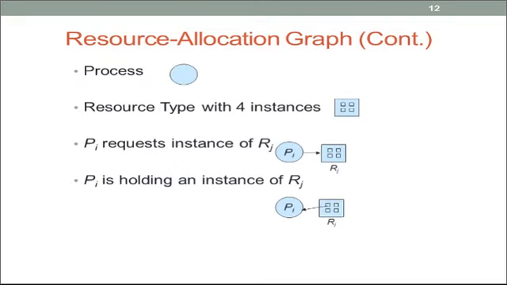Now there are various notations to see under this resource allocation graph. A process is shown by a circle, as we have in this slide, and a resource, suppose it has 4 instances, is shown as a square with 4 small dots. Then if a process Pi requests an instance of Rj, we have an edge from Pi to Rj, as shown in the third point, and if Pi is holding a particular instance of Rj, then there is an edge from a circle inside Rj to Pi. So we have the request edge and the hold-by edge in this graph.